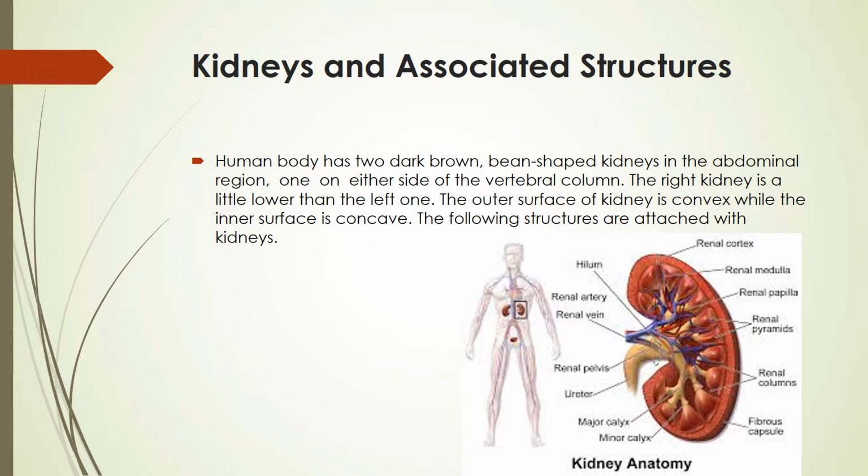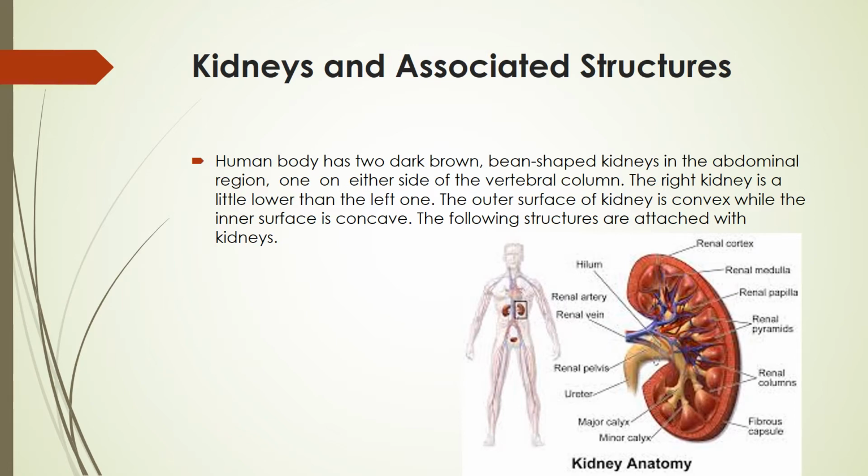Next, kidneys and associated structures means what type of the structures are associated with our excretory system. Human body has the two dark brown bean-shaped kidneys in the abdominal region as you observe in the above diagram. One on either side of the vertebral column. The right kidney is a little lower than the left one.